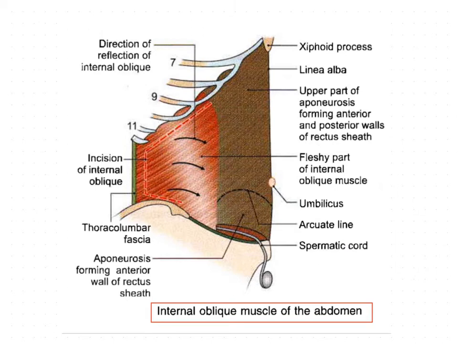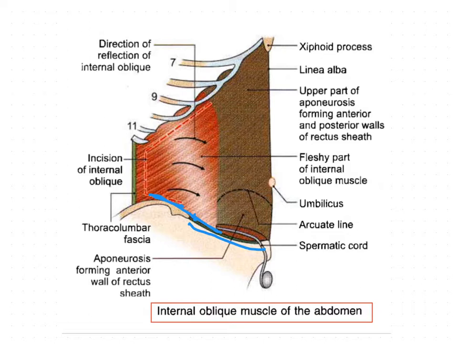Yes, the internal oblique muscle is originating from the lateral 2/3 of the inguinal ligament. This one is the inguinal ligament here. It originates from the lateral 2/3 of the inguinal ligament and the anterior 2/3 of the intermediate area of the iliac crest, which you can see here.